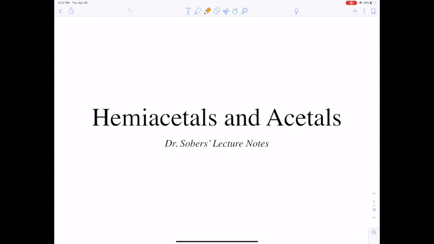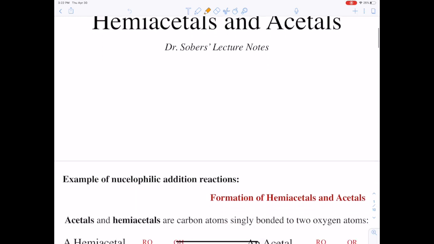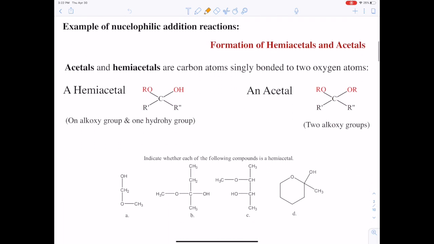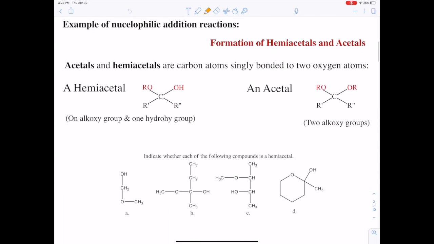Okay, let's take a look at an example of nucleophilic addition reactions with carbonyl compounds. Aldehydes and ketones undergo these reactions. So hemiacetals and acetals, what are they?